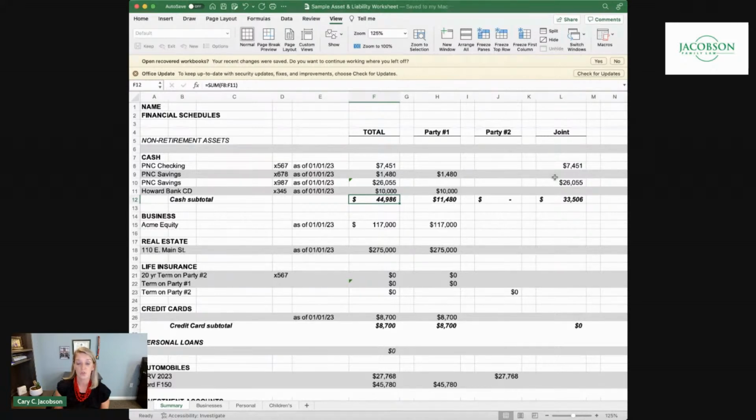Okay. And in this scenario, we also have a business. And so we are indicating on this spreadsheet that party one has a business, and that business has a valuation of $117,000. Now, various businesses are treated in different ways, but typically, if there is a business, it may be included as an asset, and many times it may be necessary to get a business evaluation to determine exactly how much that business is worth.